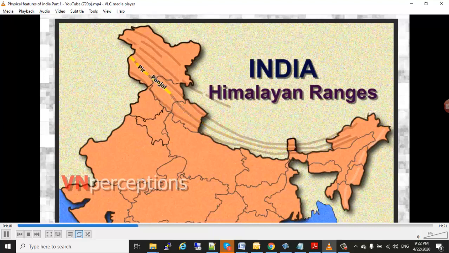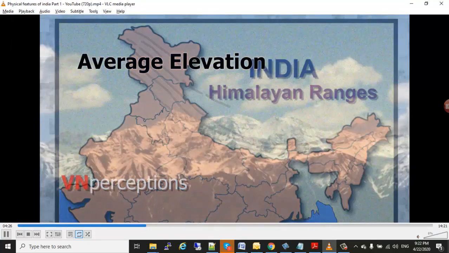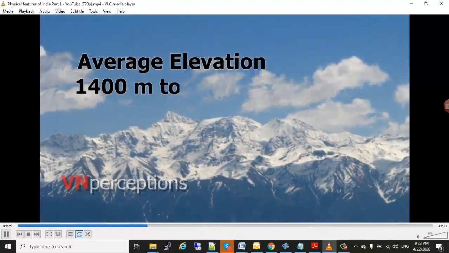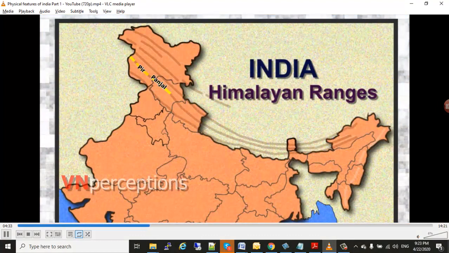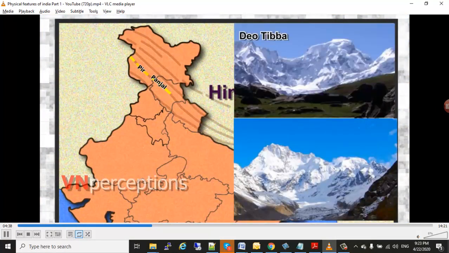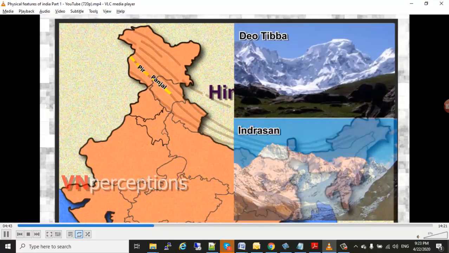The Pir Panjal range is the largest sub-range of the Lesser Himalayas. It is a group of majestic mountains in the Indian states of Himachal Pradesh and Jammu and Kashmir. The average elevation varies from 1,400 meters to 4,100 meters. Deo Tibba and Indrasan are the two tallest peaks of the Pir Panjal mountain range.